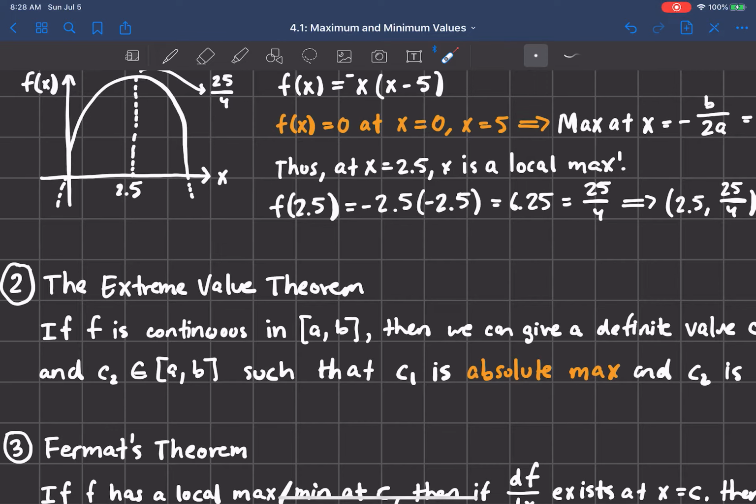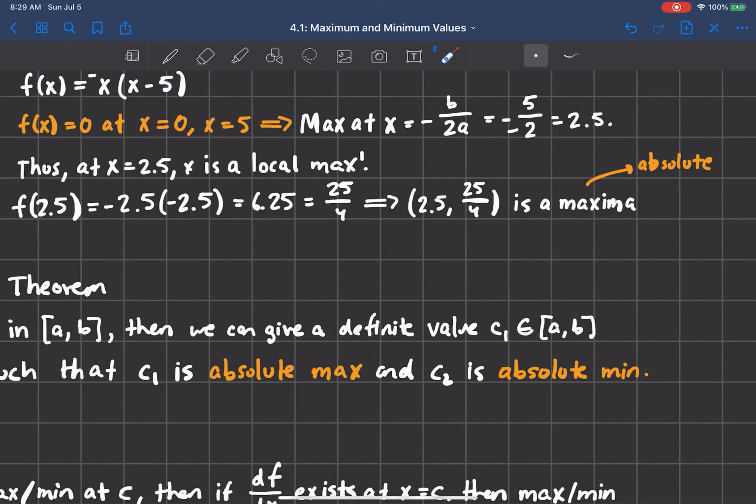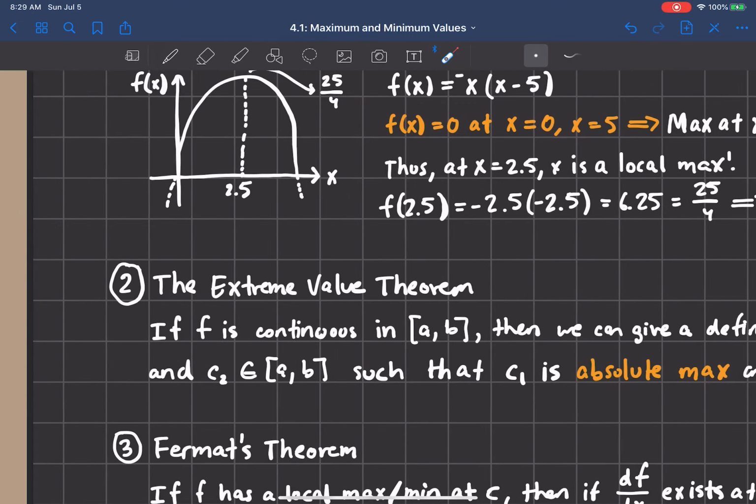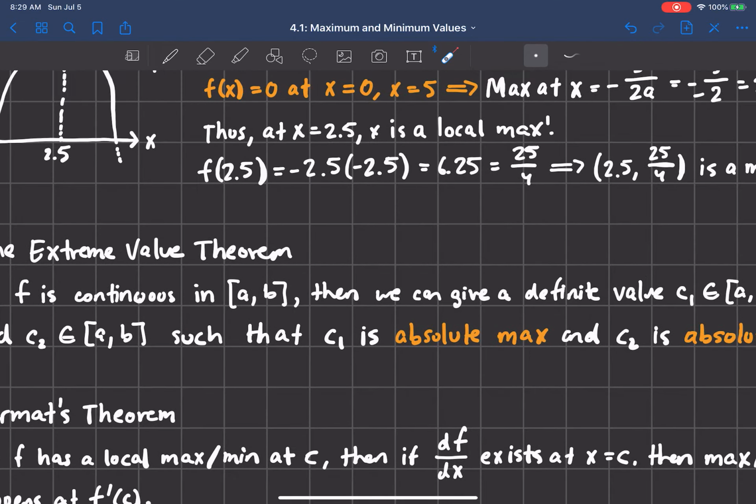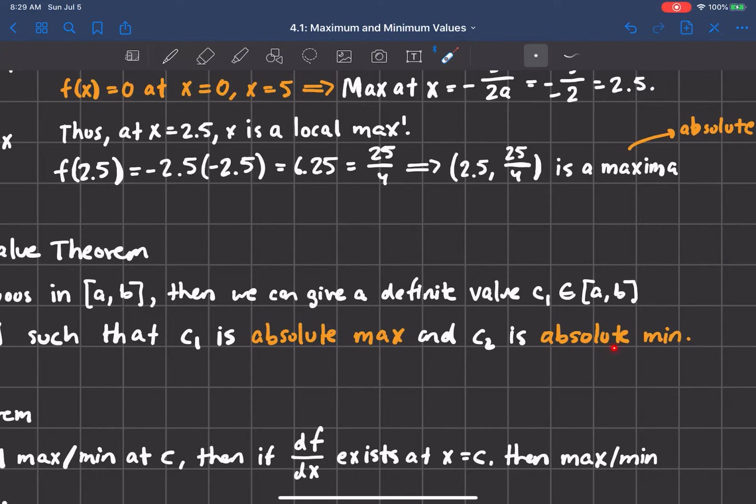Well, in this case, we could consider the open interval from 0 to 5. That means we include 0, we include 5, and we look at the domain between 0 and 5. We look at the mapping from 0 to 5 to the function f, right? So we can give a definite value c1 in this interval, and a definite value c2 in this interval, such that c1 is an absolute maxima, and c2 is an absolute minima.